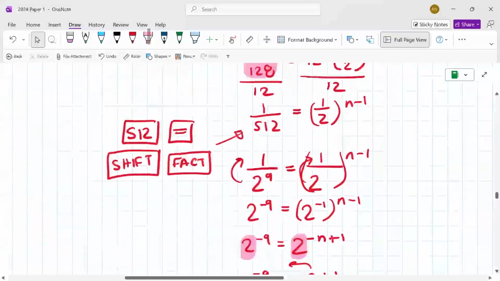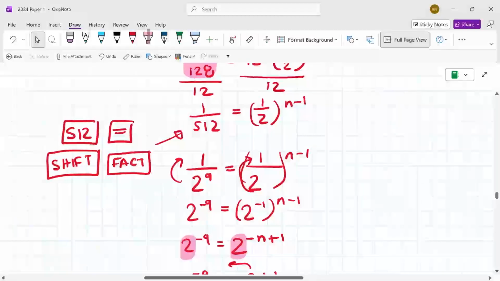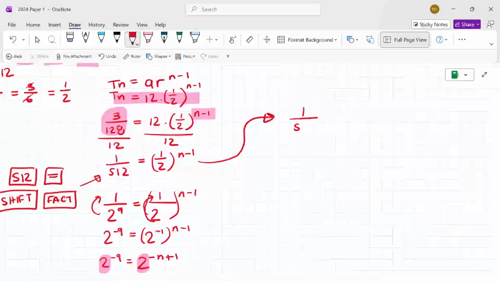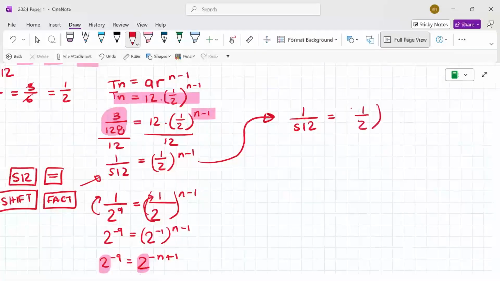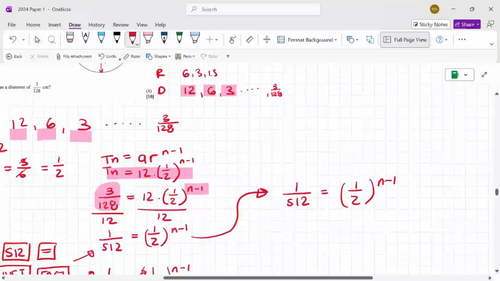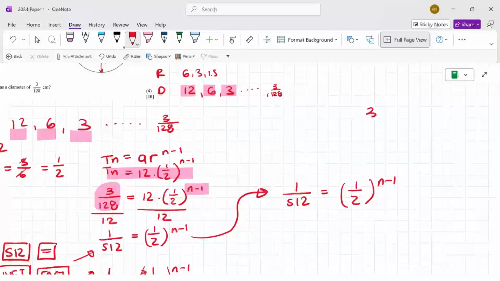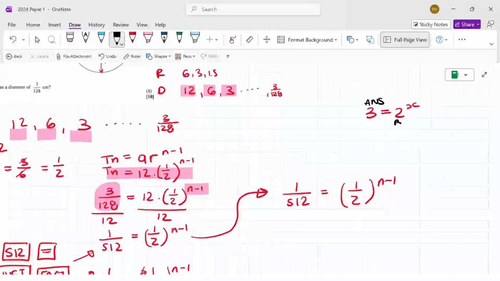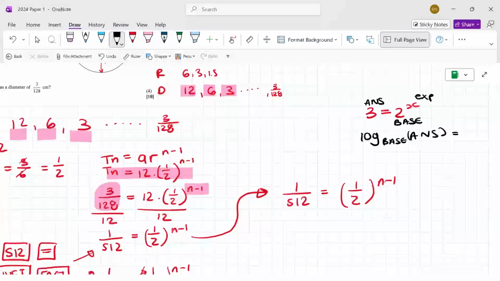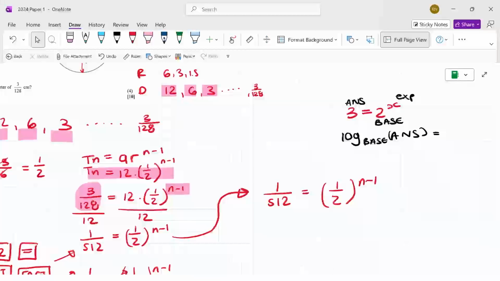Please use log. Okay, how can we use log here? We can use log. So if we wanted to use log, we could use it from this point over here, right? We have 1 over 512 is equal to a half to the power of n minus 1. Now, log works like this. If I have 3 is equal to 2 to the power of x, 3 is my answer, 2 is my base, and x is my exponent, right? If I want to change this into log form, I would say log of the base, and the answer is in the bracket, is equal to the exponent, like that, right?